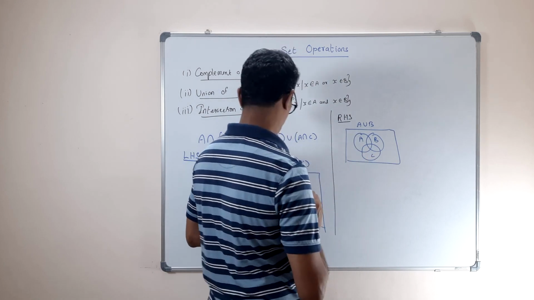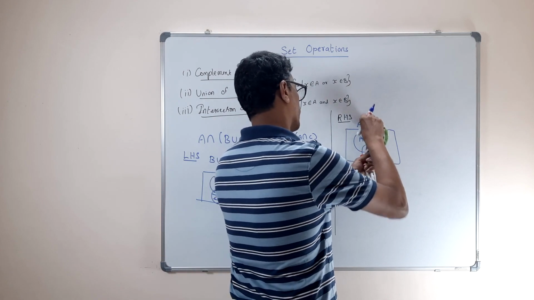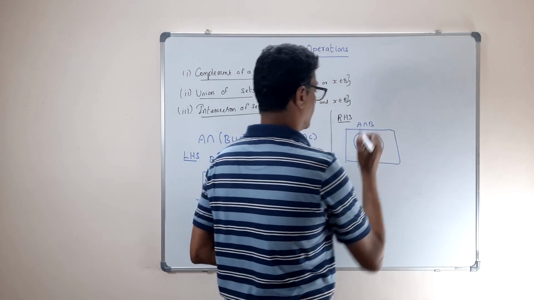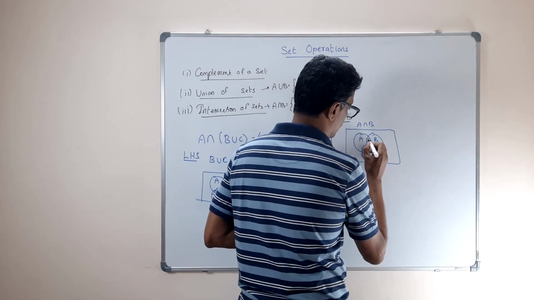Not A union, A intersection. Oh, sorry, A intersection B, correct, sorry. A intersection B. Can you tell me what is A intersection B? The center between A and B. Correct, so this is the portion.